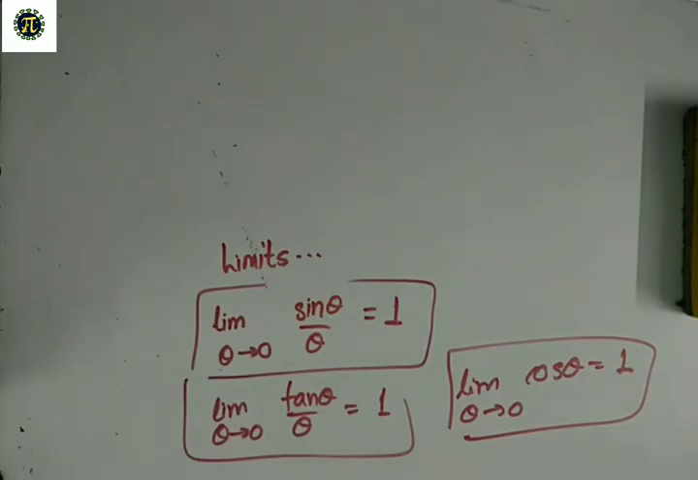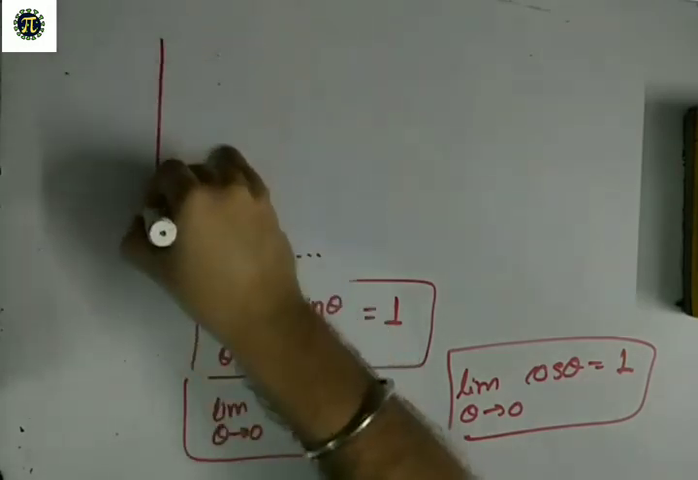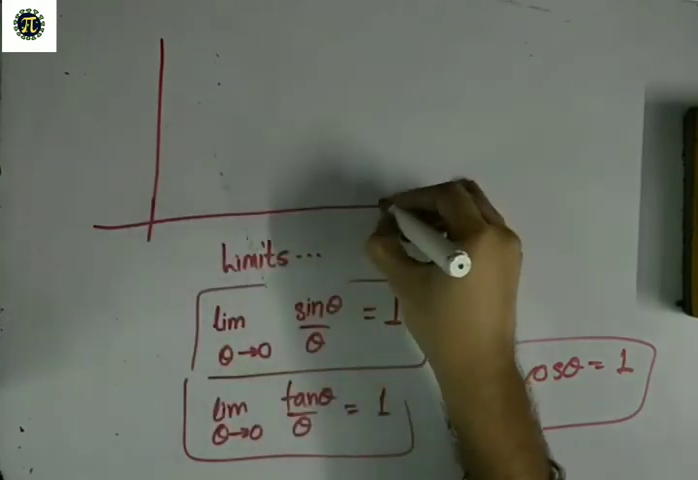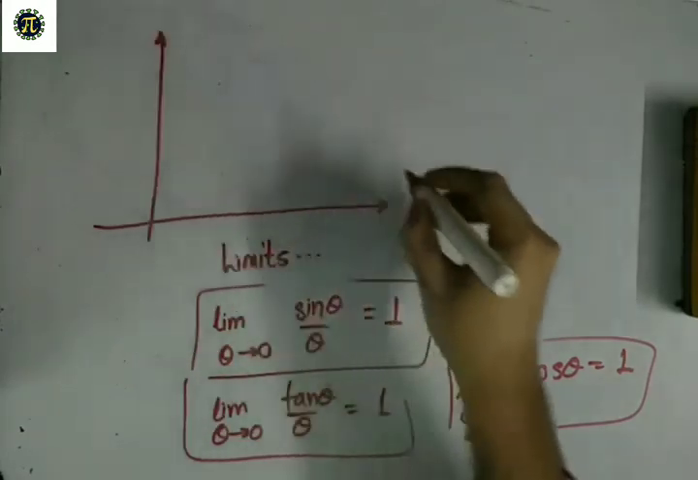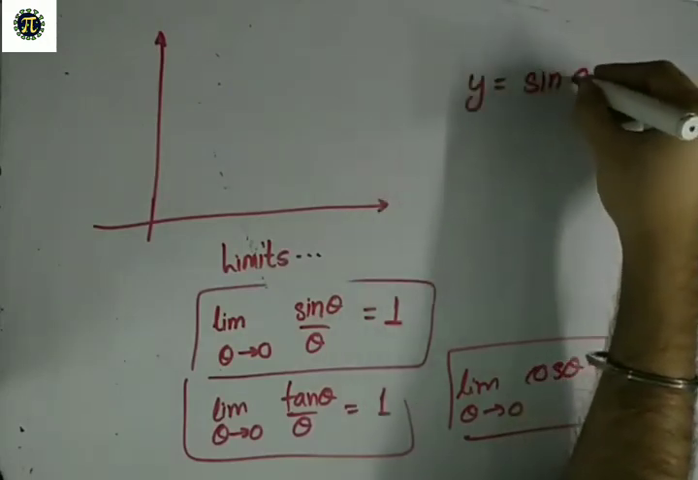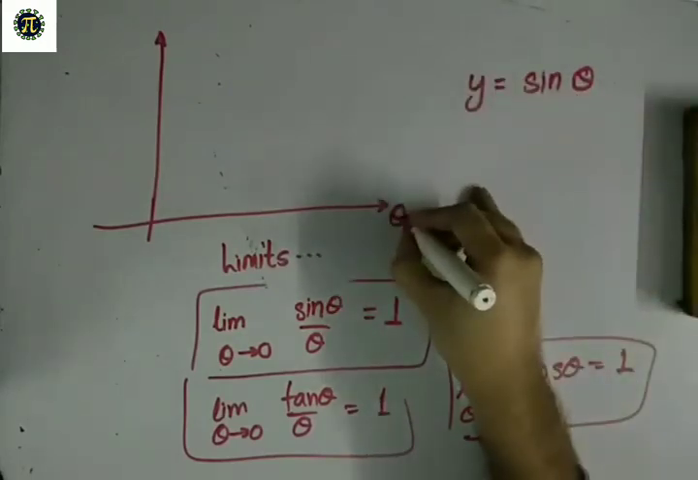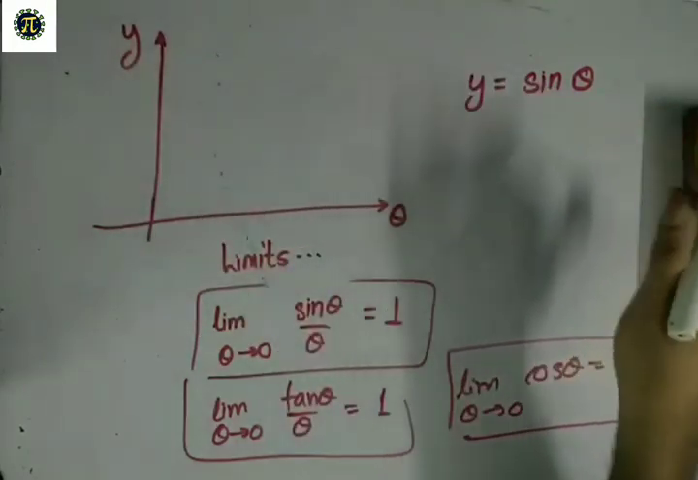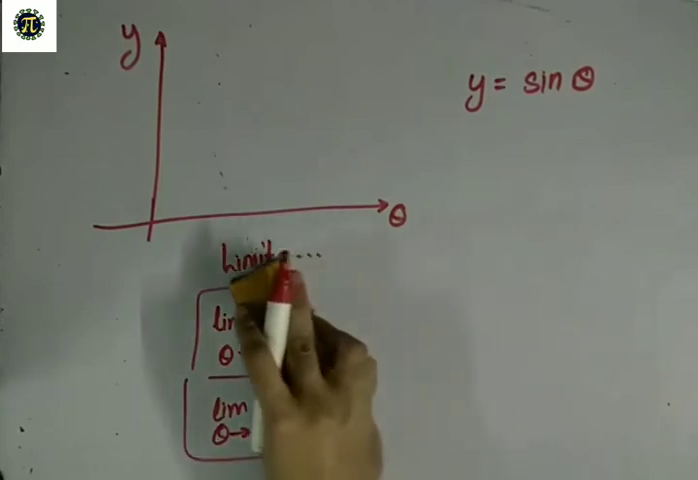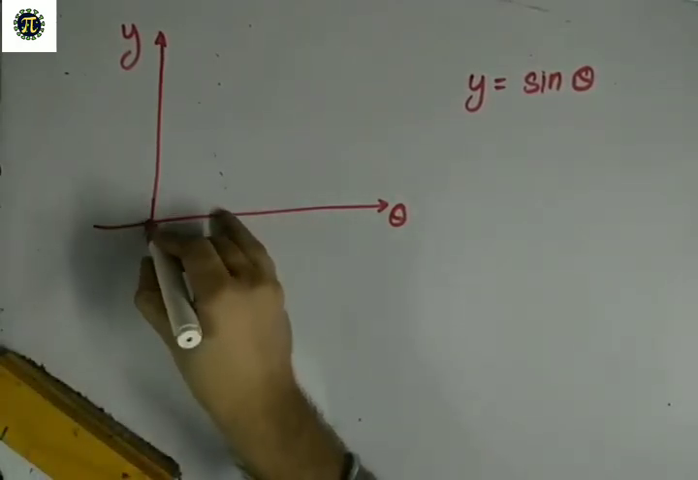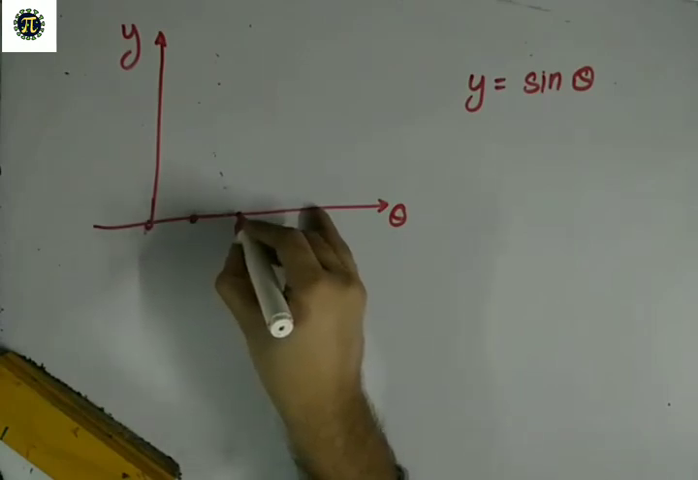So you can imply one more thing from this. Not everybody knows, but we can try to plot it. I want to plot y is equal to sine theta. Let's say this is my theta axis or x axis, and this is my y axis. We will plot it only for the angles that you know already, in degrees and radians.